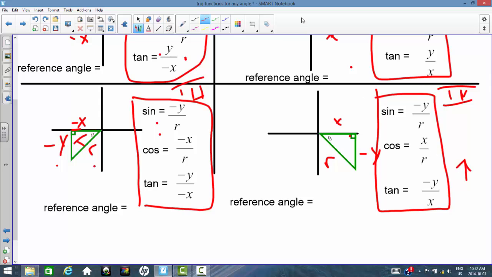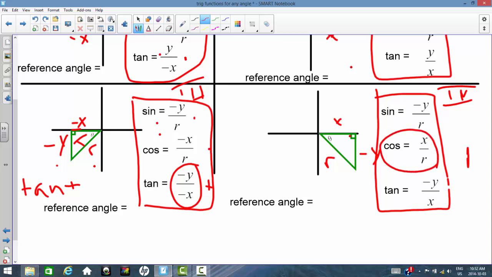Now, what I really want you to notice here is which ones are negative and which ones are positive. If I look down here, if I have two negatives, that makes this a positive. That means in this quadrant, tan is plus, and the other two are negative. In the fourth quadrant, the only one that is positive is cos. I have a little way of remembering this that I learned in school that might help you remember.